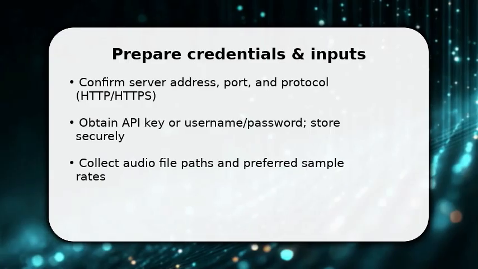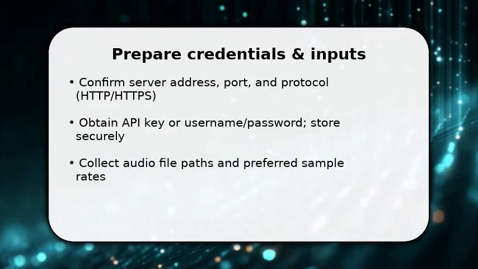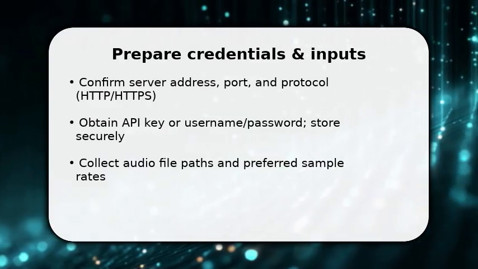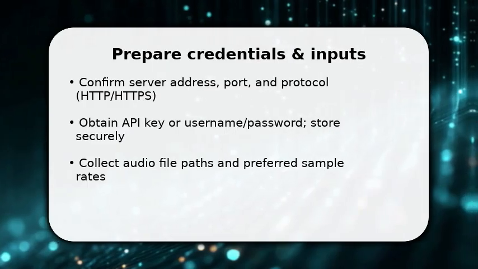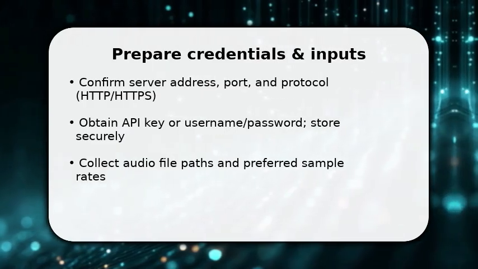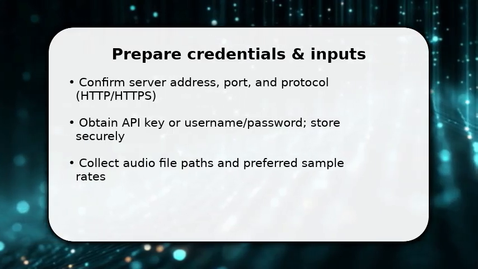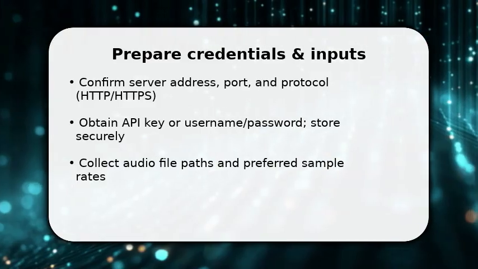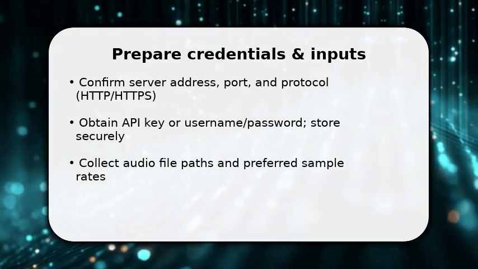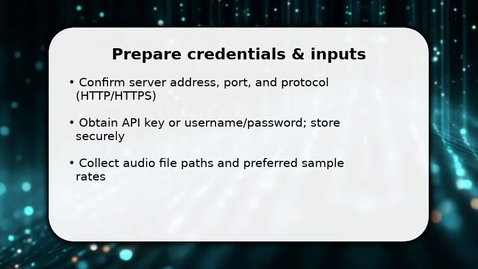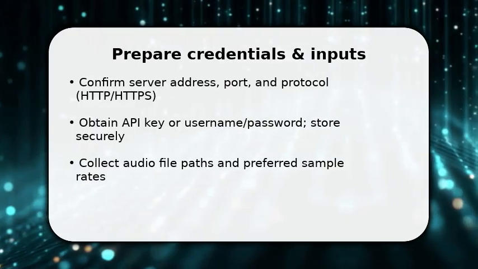You start by entering credentials and pointing to your audio sources. First, authenticate with the server using the API key or account login so requests will be accepted. Once connected, select the audio files you want to share and confirm formats and sample rates. Mismatched rates cause glitches. Make sure input paths are accessible from your machine or network drive.